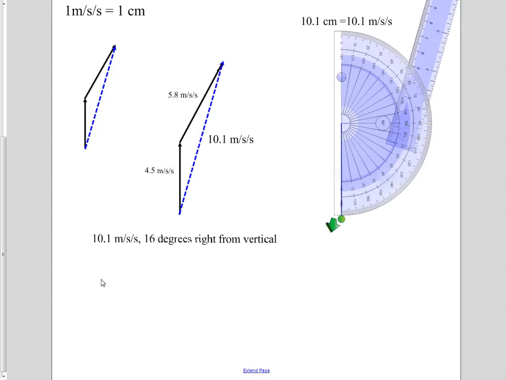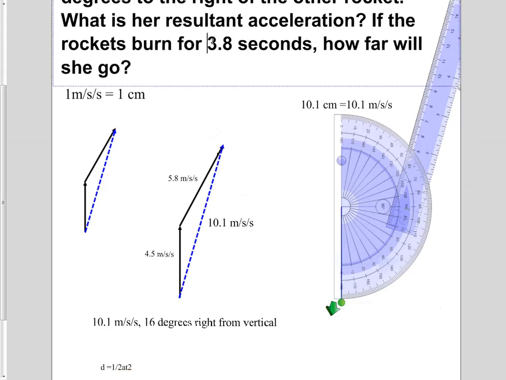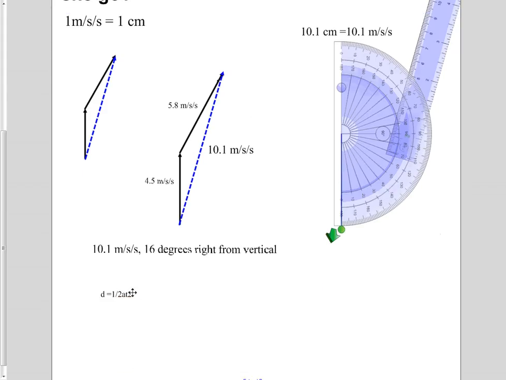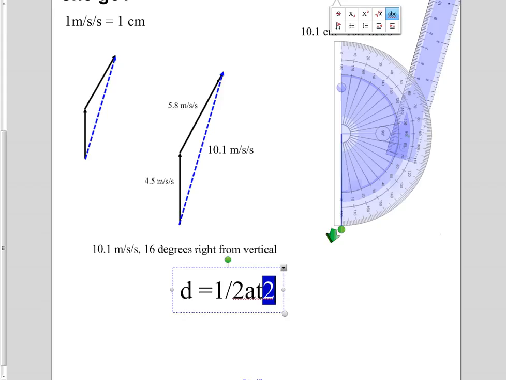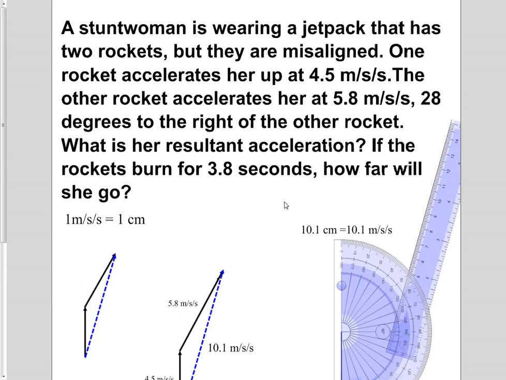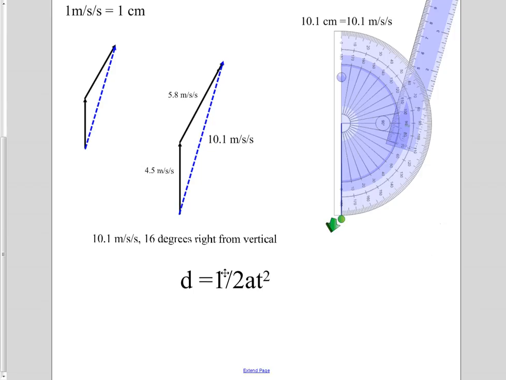Now we can solve for the distance, because we know that distance is half of the acceleration times the time squared, and we were given the time. The rockets are going to burn for 3.8 seconds, and we have the acceleration from the vector diagram. So we are going to do d equals 1/2 at squared. Now the problem doesn't say so, but it's reasonable that if she's wearing a jetpack and she starts to accelerate up, it's reasonable to assume she might have been on the ground to start with, so we're going to assume that V_i was 0 here.